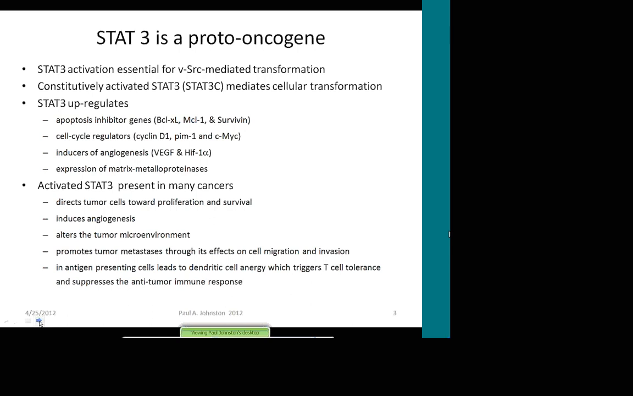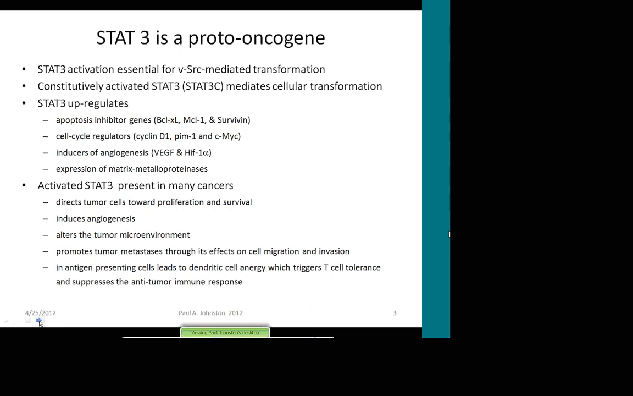Although there are no known mutations that constitutively activate STAT3, activated STAT3 is present in many cancers, and it directs tumor cell proliferation and survival, angiogenesis, alters the tumor microenvironment, promotes metastasis, and also leads to suppression of anti-tumor immune responses.